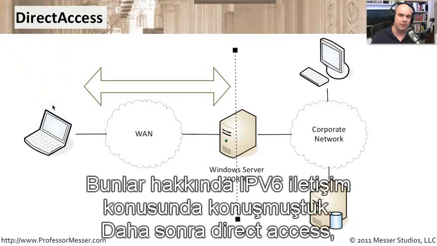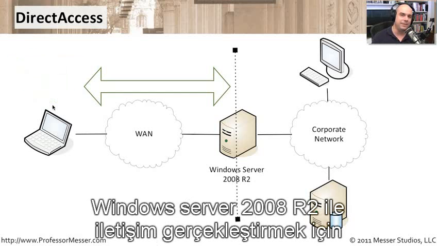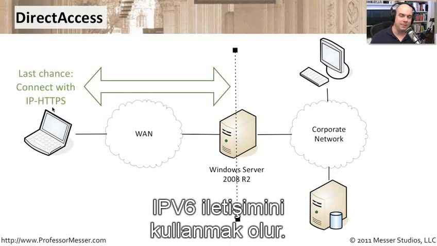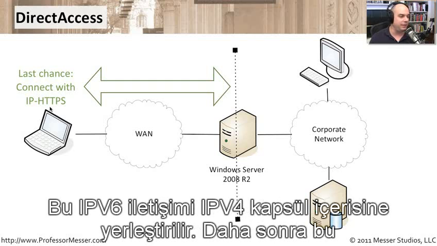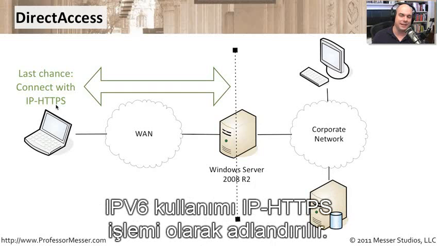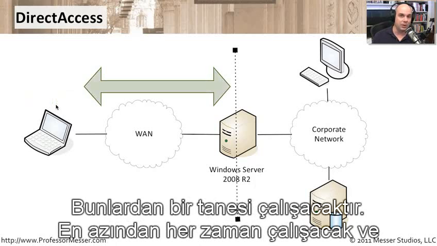So it's going to use a couple of different processes to see if it can communicate back to this Windows Server 2008 R2. The last thing that it does, if it can't do any of those things, is use this IPv6 communication that it's going to encapsulate within IPv4 that is then going to be sent via an encrypted HTTP connection. So it's using that IPv6 inside of HTTPS, and that's called IP-HTTPS. One of those is going to work.